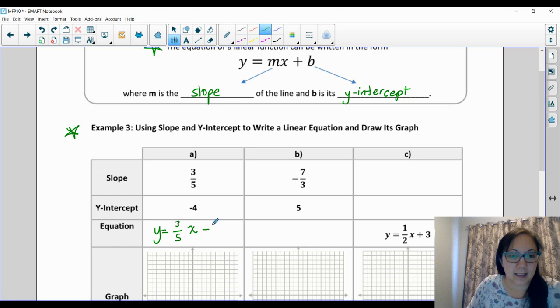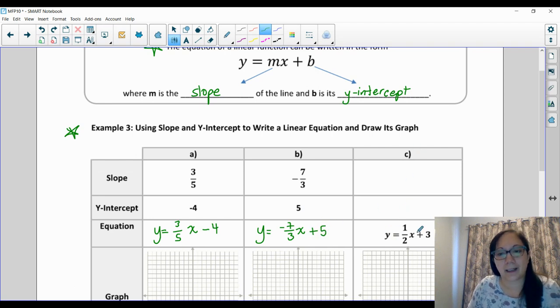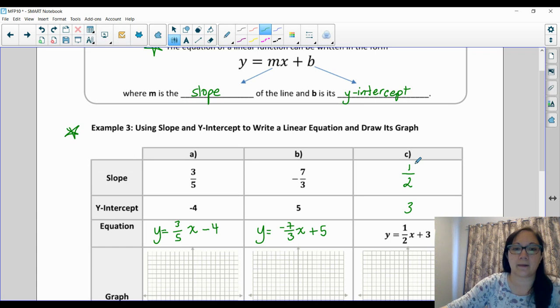So instead of writing plus -4, I just write -4. For B, the equation is going to be y equals -7/3 x. This time it's a regular 5 or a +5, so I'm going to write +5. In example C, we're given the equation and asked to write the slope and the y-intercept. So the slope is whatever's in front of the x here, and that is the 1/2. And the 3 is +3 as the y-intercept.